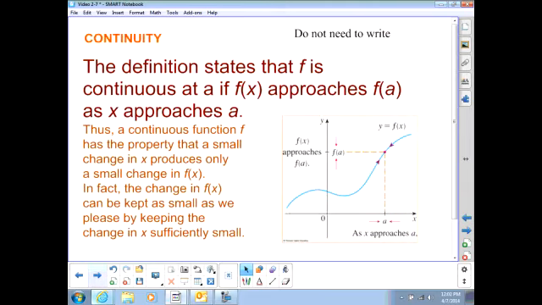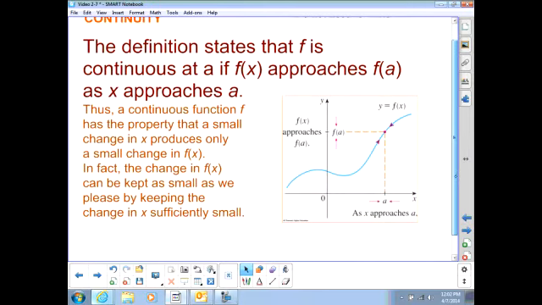Now, when we're talking continuous, and you don't need to write this, you can just look at the picture and listen. As we're getting really close to a for our x values, our y's are not really changing by that much. Okay, they should be pretty similar too. So that's kind of what we were talking about with no abrupt changes for continuity.